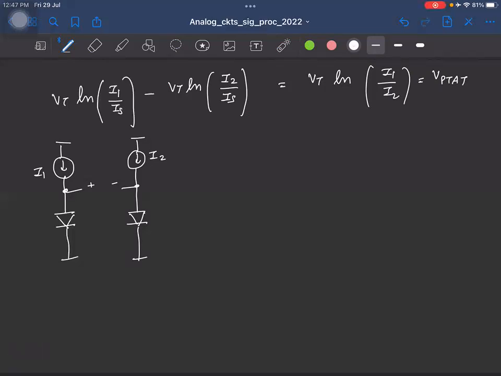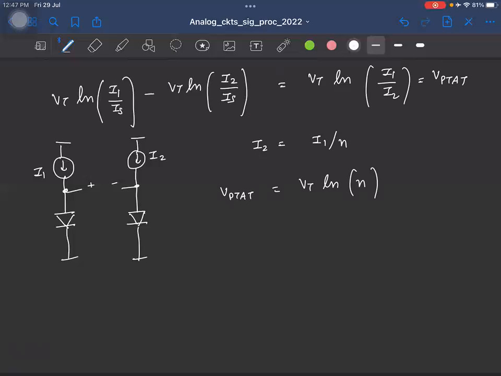Great. Instead of choosing random values for I1 and I2, usually it's easier to choose it like this. Say I2 is I1 by N, or I1 is some integer times I2. If I do that, what is my PTAT expression? It is VT ln of N. Is that fine? Great.